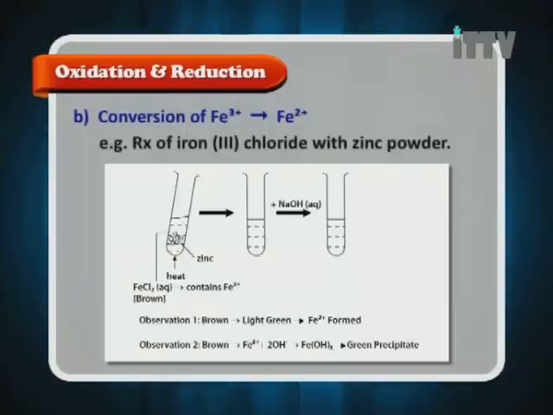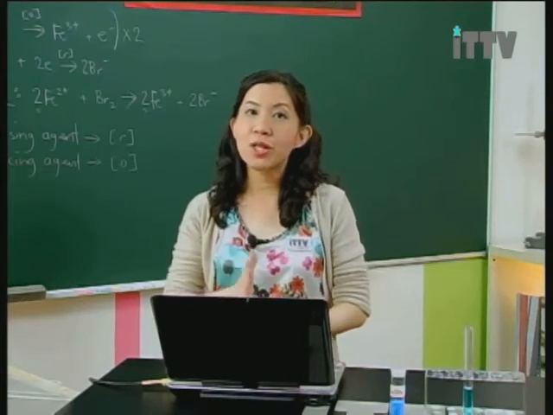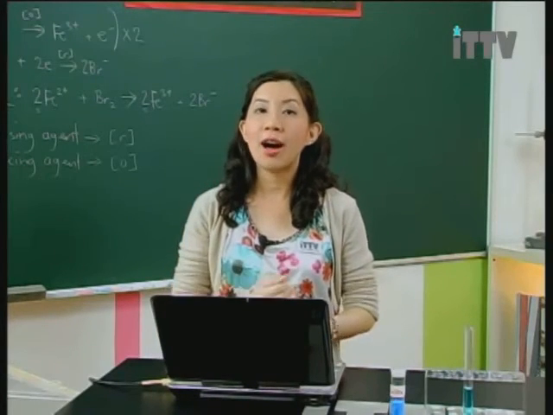So in the slide, you notice that there's a reaction of iron 3 chloride with zinc powder. In one test tube, zinc is added into a solution of iron 3 chloride, which is brown in color. This test tube has to be heated, whereby the first observation would be that the brown iron 3 chloride has become light green in color, indicative of Fe2+ that has formed. Sodium hydroxide solution is further added, and this gives you the second observation, which would be a green precipitate. This means that Fe2+ has reacted with the hydroxide ions to produce iron 2 hydroxide.